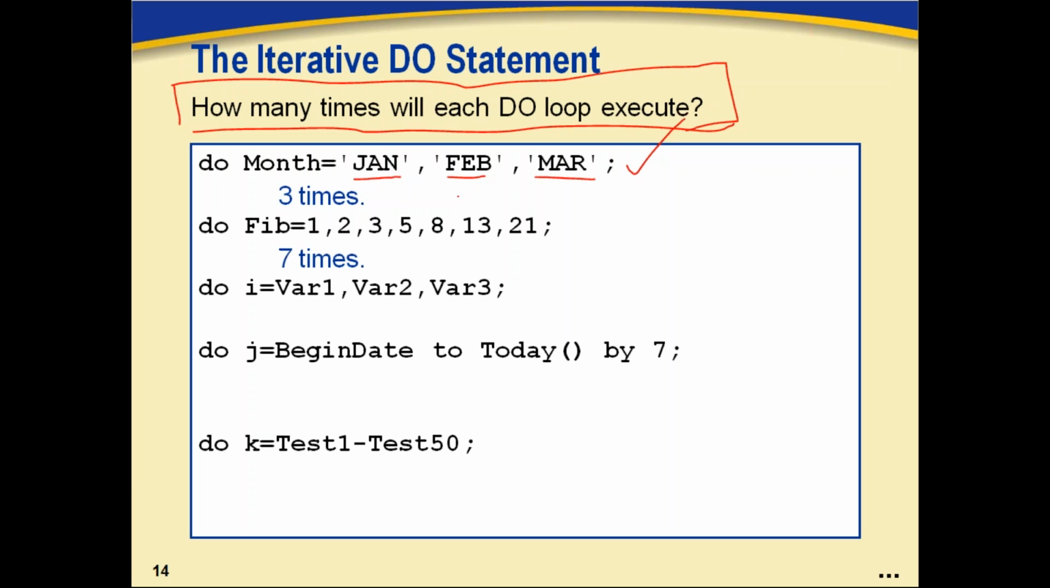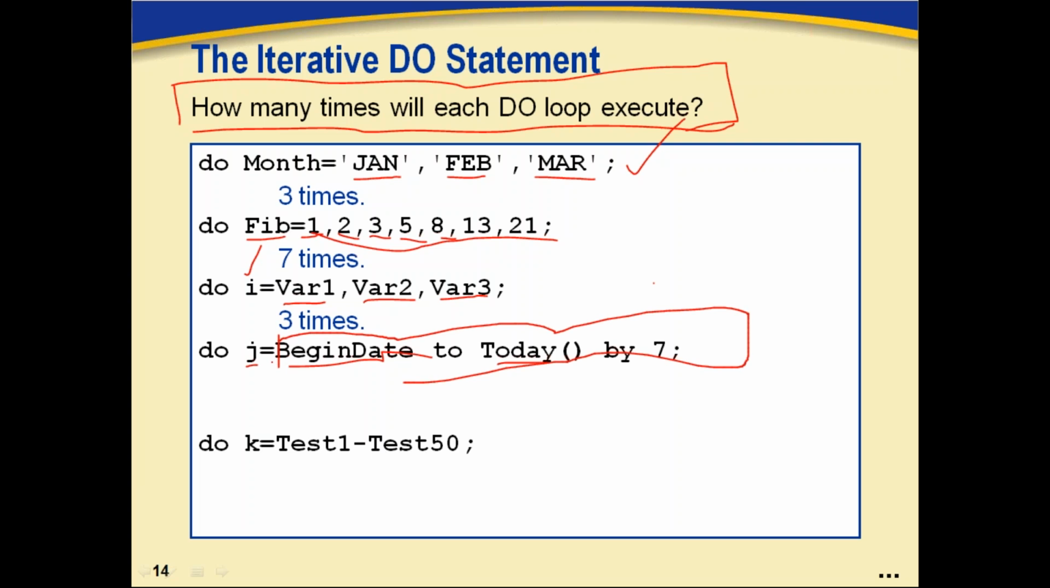In the second case, it's a Fibonacci series. You have provided 21 as the last value. So instead of writing fib equals 1 to 21, they want to execute the loop when the fib value is either 1 or 2 or 3 or 5 or 8 or 13 or 21. You can write it in this way, or else you can also specify variable names. You can assign variable names to the index variable, like j equals begin date to today date by 7.